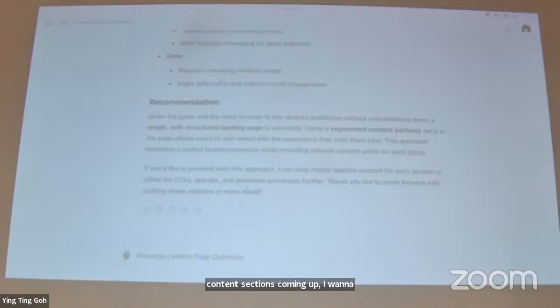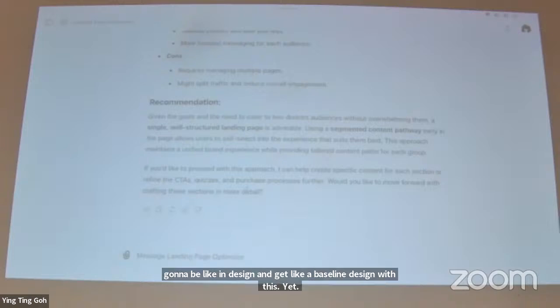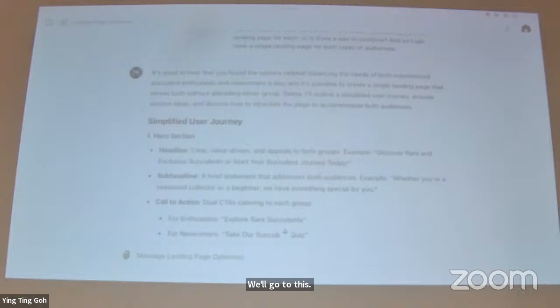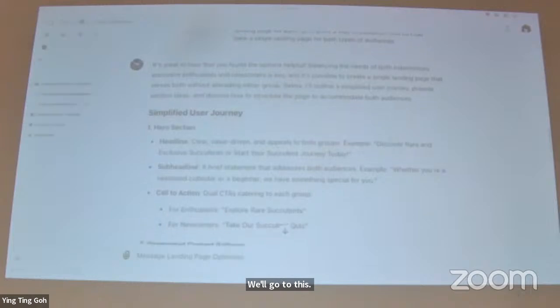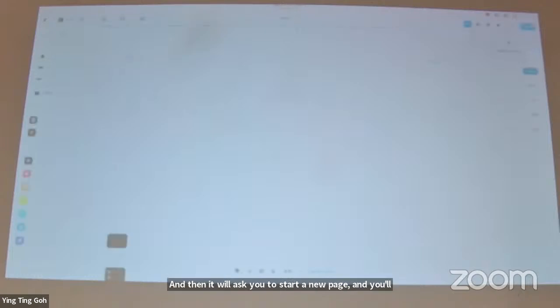It doesn't have to fully align with this yet, but I want to get it going. So when you go into Framer, I'm going into Framer. It's a free account. And then it will ask you to start a new page and you'll be presented with something that looks like this.